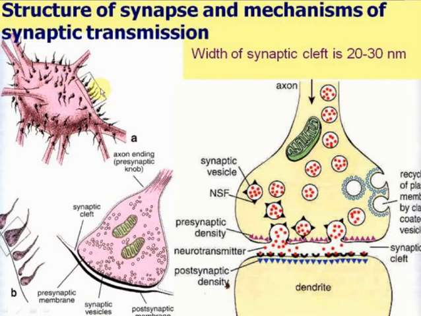This picture demonstrates synapses under low, middle, and high magnification, and in the schematic drawing, the presynaptic part, the extension of the axon, contains organelles and synaptic vesicles with mediator inside. This is the presynaptic and postsynaptic membrane. This is the synaptic cleft between them.